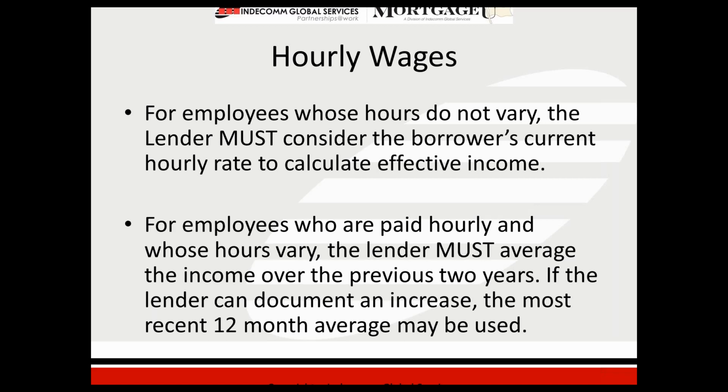And there's one of those cases where the guidelines use the word must. For employees who are paid hourly and whose hours vary, the lender must average the income over the previous 2 years. There's another one of those cases where the guidelines use the word must, doing that average over the last 2 years. If you can document an increase, the most recent 12-month average may be used. So look very carefully at your borrower's income documentation if they're paid hourly to figure out which calculation needs to be used.